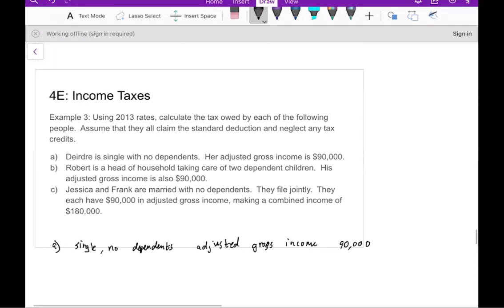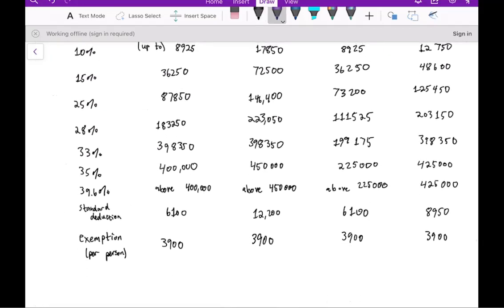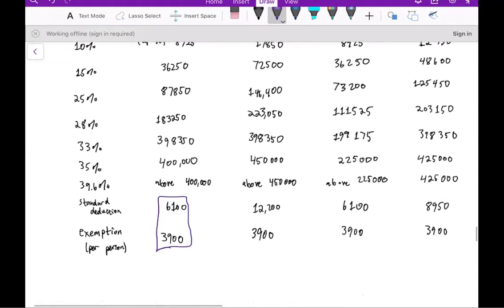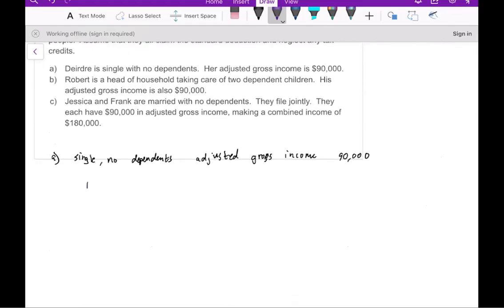All right, so let's go ahead and look at our table. First, we need to look at the deductions and the exemptions for single, right? So I'm going to the single column, and we have 6,100 and 3,900. So first, let's find our taxable income. The taxable income is 90,000 minus, I think it was 3,900 and 6,100. And that would give us that our taxable income is $80,000.